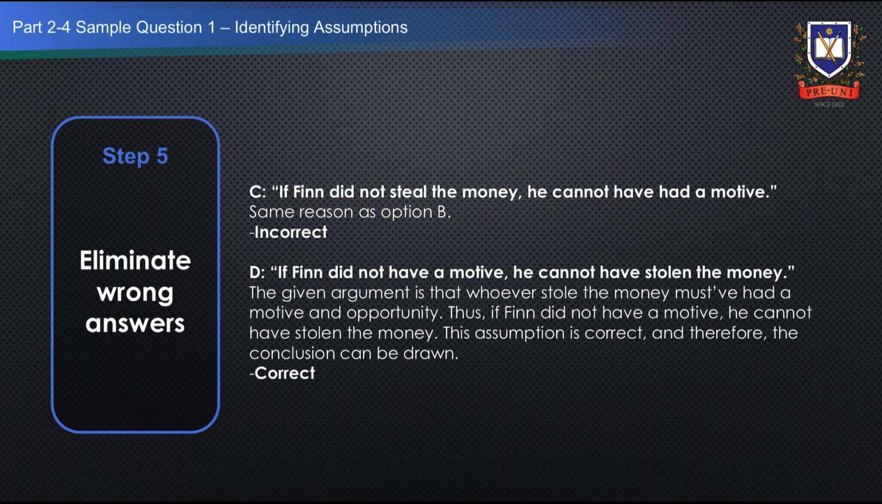Option D states that if Finn did not have a motive, he cannot have stolen the money. Looking back on our number sentence, you must have an opportunity and a motive to steal the money. As Finn did not have a motive, he cannot have stolen the money, making option D a correct assumption and answer.